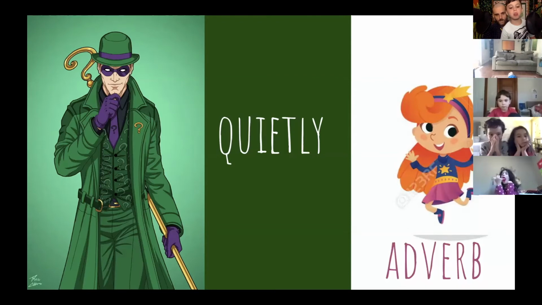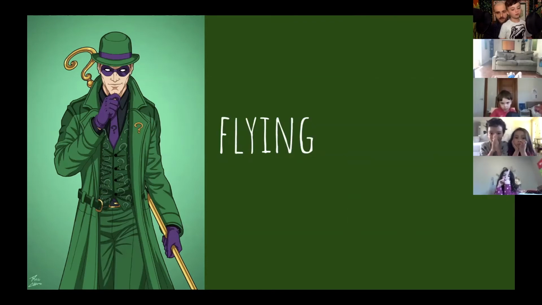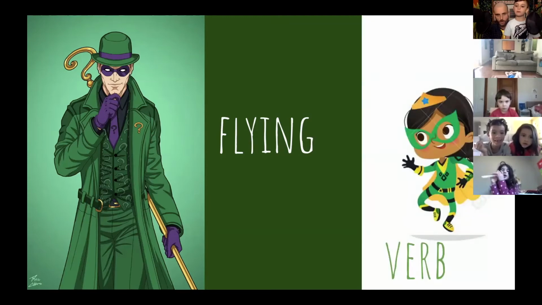We're going to guess your questions. We got to be careful, though, because the Riddler is tricky, okay? So here comes the next one. Flying. Which superhero do we need? Adverb guy. No, not the describe guy. Flying is a verb, right? Because it's an action to fly. But is it an adverb? No, it doesn't describe a word. It's basically an action, right? So we need Verb Girl for this one. Verb Girl is because flying is a verb, right?